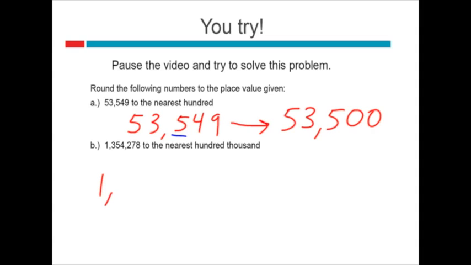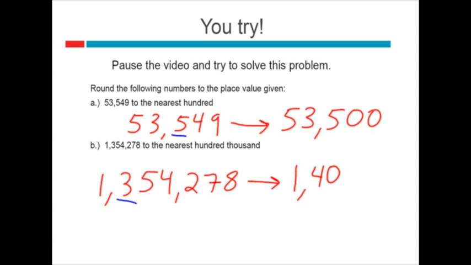All right, let's take a look at the second part of this example. The number we're working with is 1,354,278. And we're rounding this to the nearest 100,000. So the 100,000s place would be the 3 in this example. Okay? So I'm going to look to the right of that digit, and I see it's a 5, which means I'm going to round up, which means my round-off digit gets increased by 1 from a 3 to a 4, and then all the digits after it become zeros.